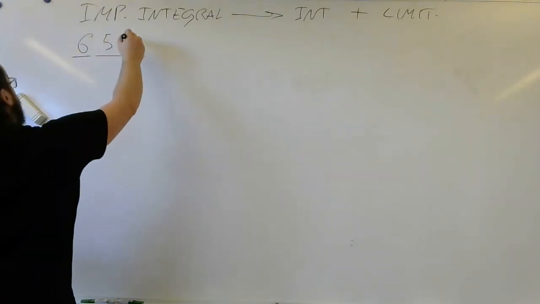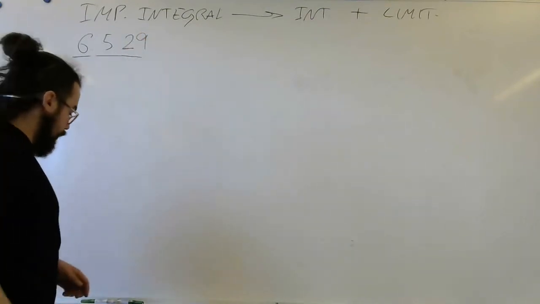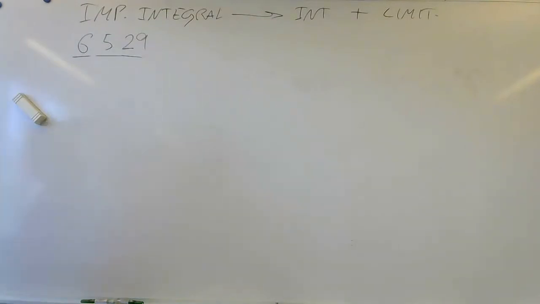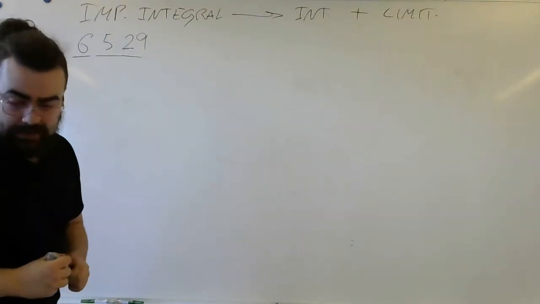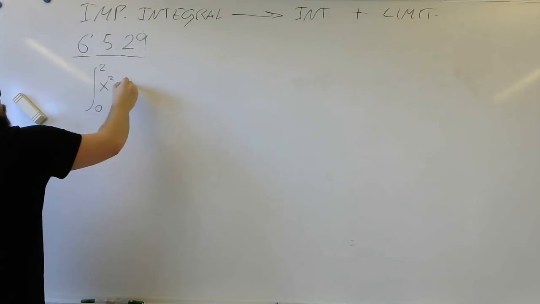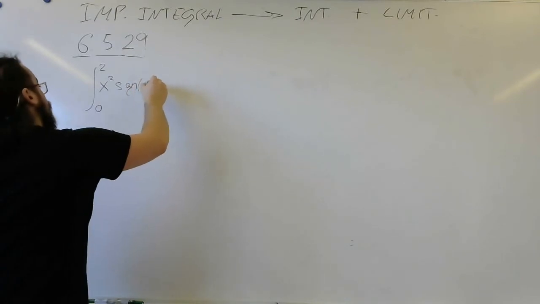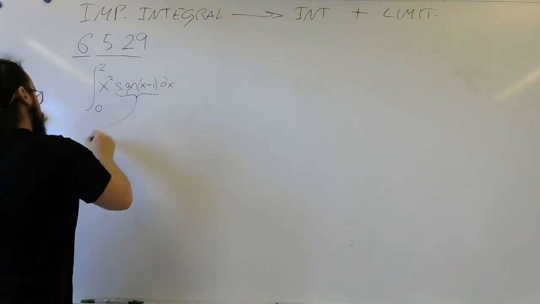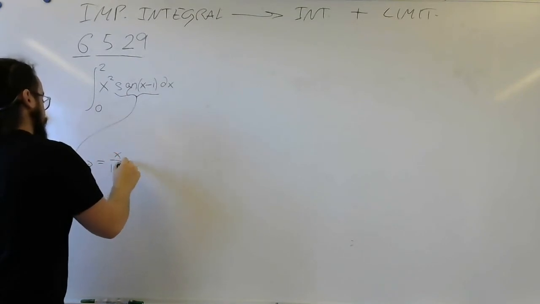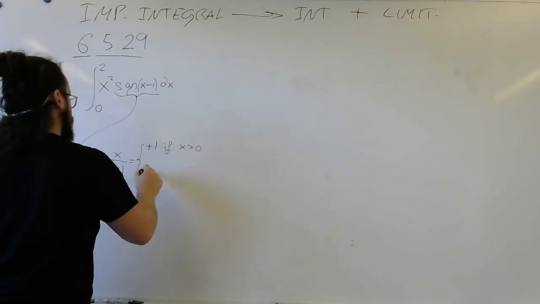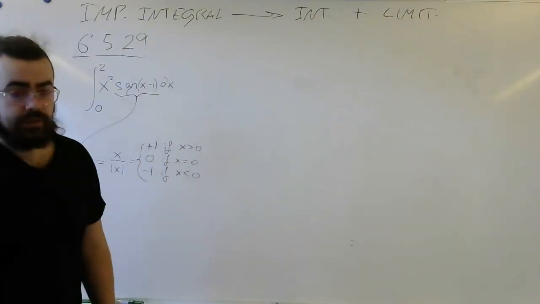Now, let's do one more before my pen dies and I need another one. And we are asked to evaluate the integral. Okay, the sign function is defined as x over the absolute value of x. And this is plus 1 if x is greater than 0, minus 1 if x is smaller than 0, and 0 if x equals 0. So yeah, 0 has no sign.